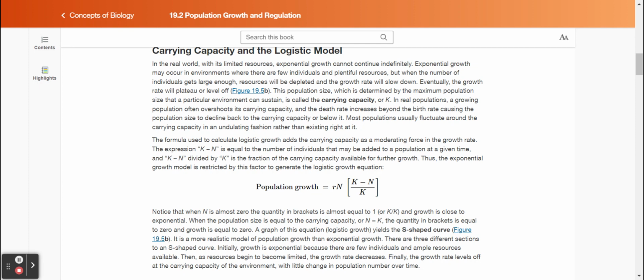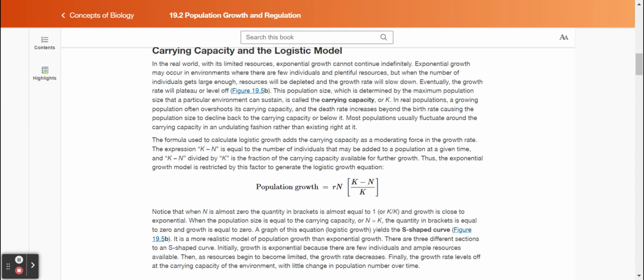The formula used to calculate logistic growth adds the carrying capacity as a moderating force in the growth rate. The expression K minus N is equal to the number of individuals that may be added to a population at a given time, and K minus N divided by K is the fraction of the carrying capacity available for further growth. Thus, the exponential growth model is restricted by this factor to generate the logistic growth equation. Population growth is equal to R times N times (K minus N) divided by K.